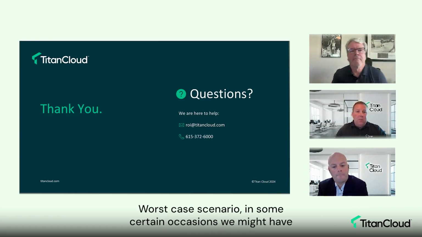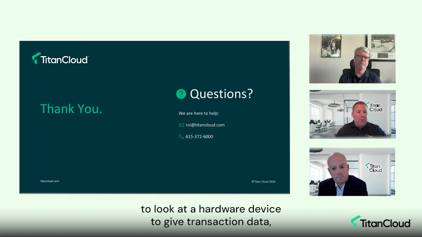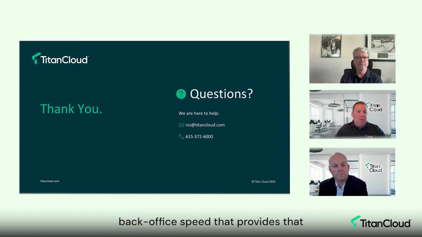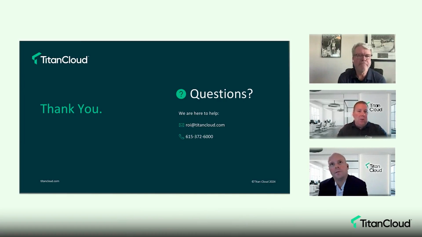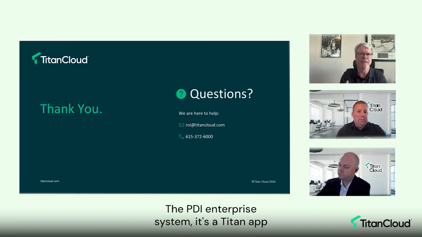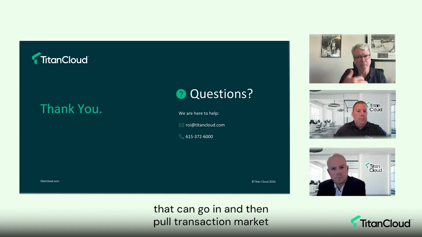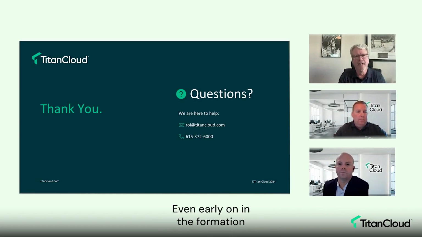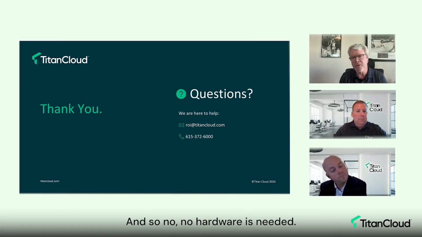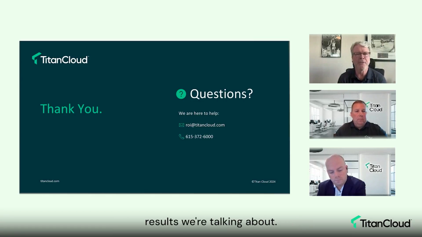Worst case scenario, on certain occasions, we might have to look at a hardware device to give transaction data, but in almost all scenarios, we're able to at least get a back office feed that provides that data. We've actually been developing, and now have ready, an API for PDI. So the PDI enterprise system, it's a Titan app that can go in and pull transaction market basket data right away. Even early on in the founding of Titan, our mission was to be a pure software company, and so no hardware is needed. You could use some if you wanted, but no hardware is needed to deliver the results we're talking about.